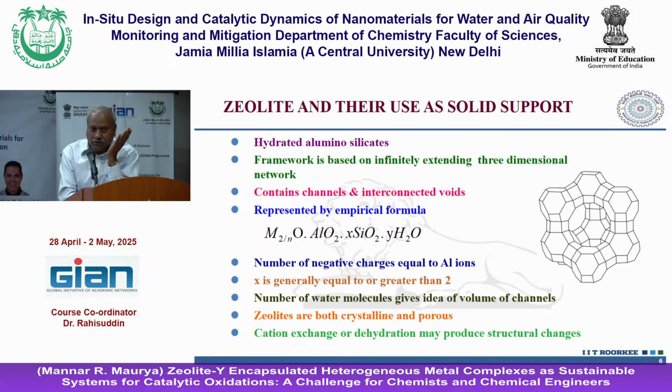I'll show you some structures, what is called FESEM. And the beauty is that, as I mention here M2/n O, M can also be hydrogen, a simple H plus ion, and it can be any metal ion. The good part of this zeolite is that the hydrogen ion can be replaced by a metal ion and vice versa.